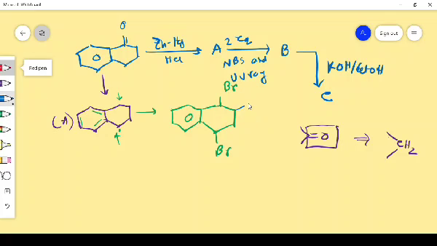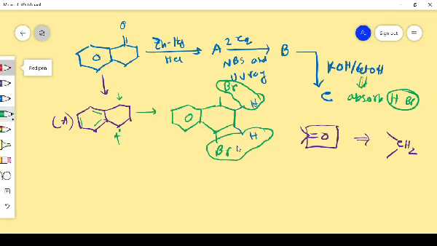Now if you look at the third step, it's a very interesting reaction. It is an elimination reaction. The alcoholic KOH will abstract HBr from the substrate, so it is an elimination of HBr and another elimination of HBr. If you do this, we end up with naphthalene. So this is naphthalene, this is our product C, and this is our product B.